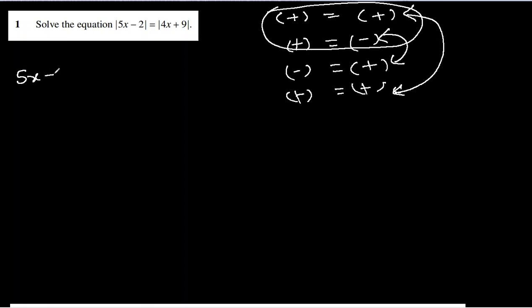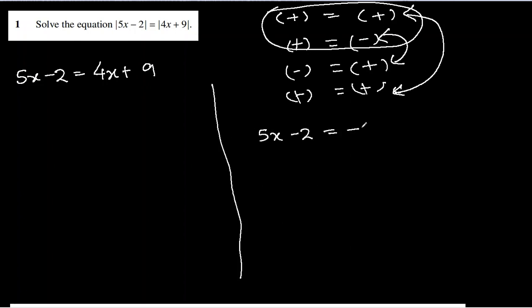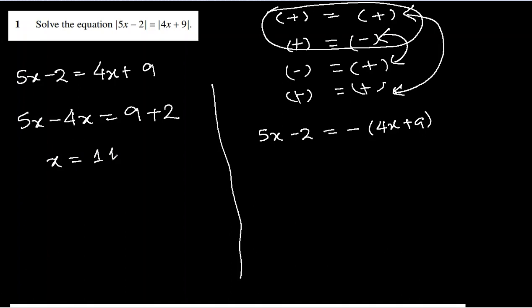So 5x minus 2 equal to 4x plus 9, no change in anything. Second situation, let's take that this inside is positive. So 5x minus 2 is positive, but 4x plus 9 is negative. So let's solve this left side first. 5x minus 4x equal to 9 plus 2. So x is 11.